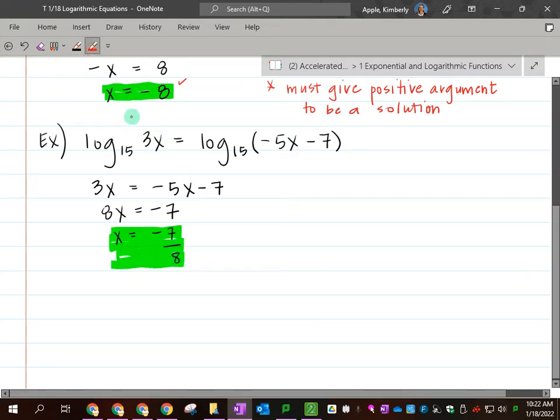So let's go back up. We'll have 3 times negative 7 over 8. That's actually negative 21 over 8. So that's negative. This is a negative number in the argument. So what that means is that this is not a solution. So instead, your answer should be that there is no solution.